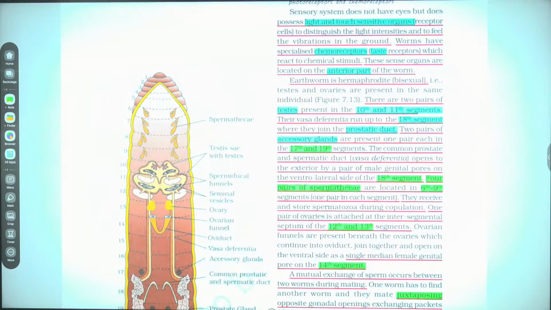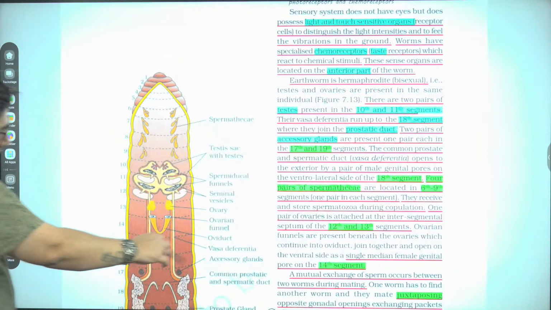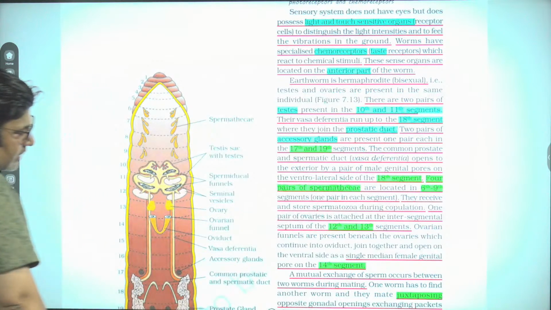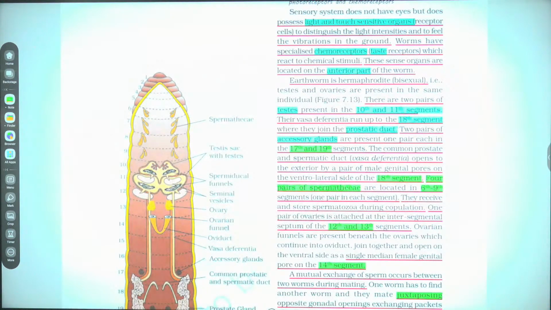Four pairs of spermathecae are located in the 6th to the 9th segment, one pair in each segment. Okay, I'll just explain this. One pair of ovaries is attached to the intersegmental septum of the 12th and the 13th segment.